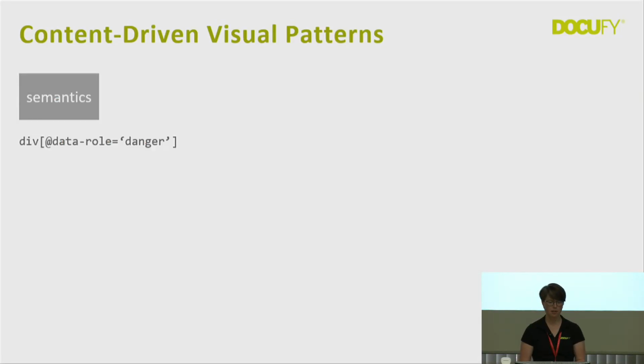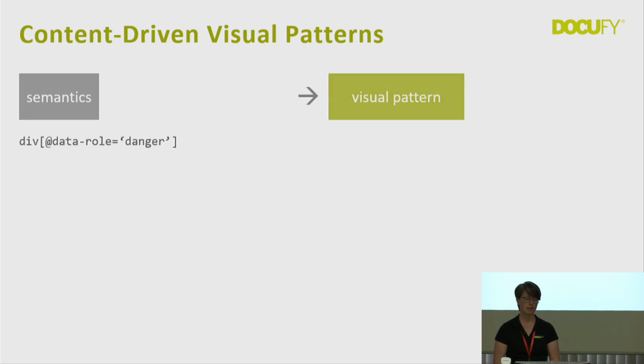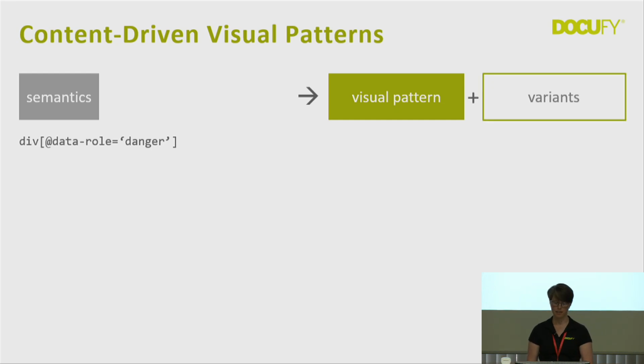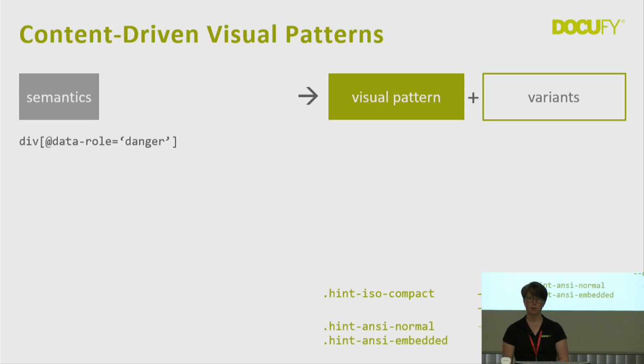So on a more abstract level, we have the semantics on one hand, like the danger safety notice, and we want to get to some visual patterns, maybe also to some variants, if necessary. And with this separation, semantics and looks, the styling is scalable again. So what we need, of course, since we also gave them some nice names, is some kind of mapping or linking in between.